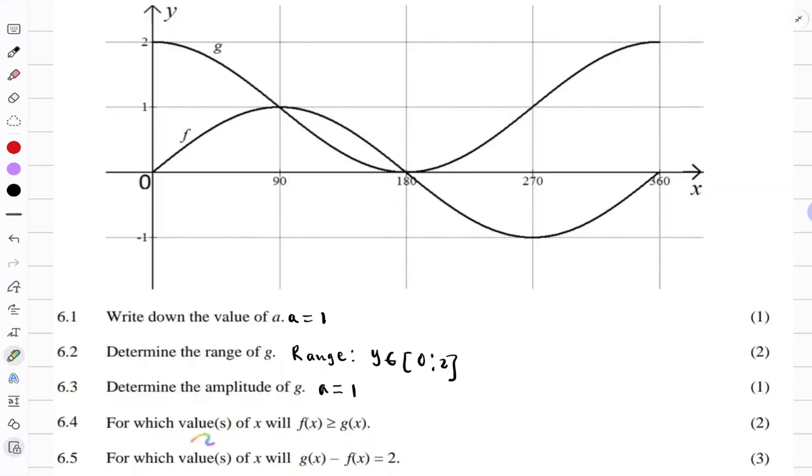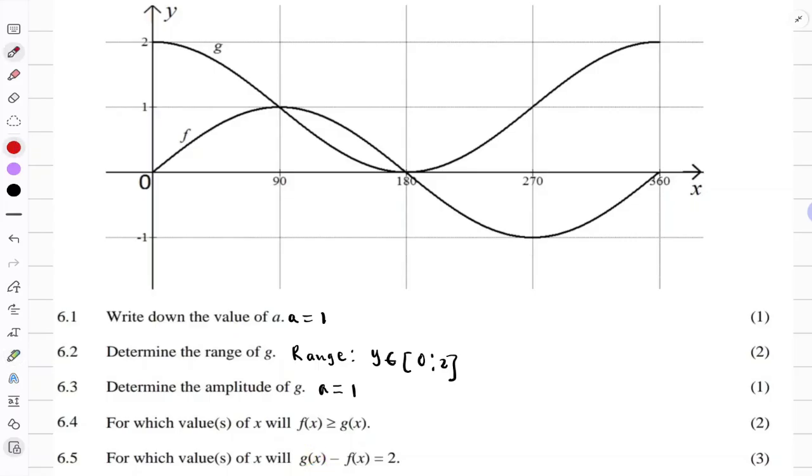The next question says for which value or values of x will f(x) be greater than or equal to g(x)? It is important that we also consider solutions where the x values for which f(x) and g(x) are equal. So let's start there.